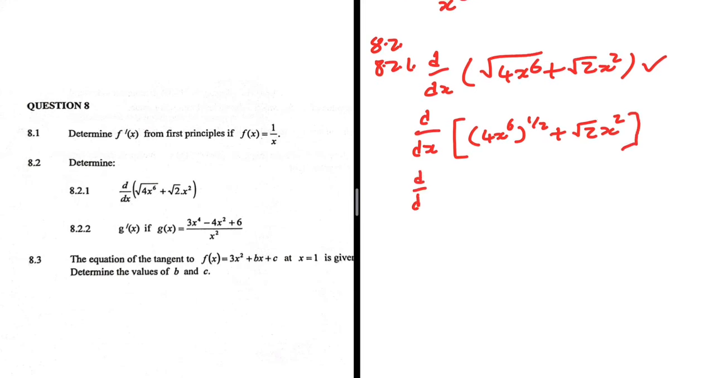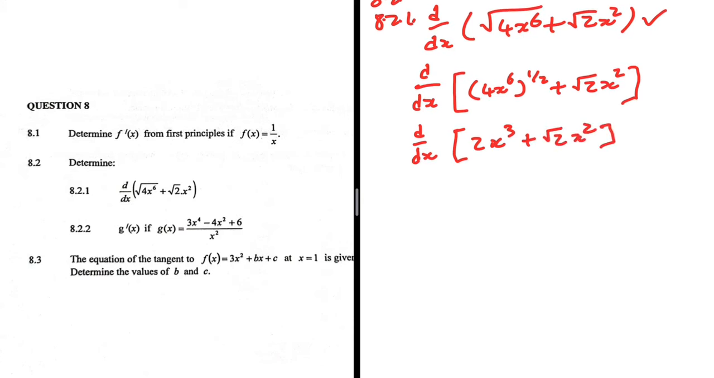So d/dx, I'm not yet ready to derivate yet. I'm still rewriting this. So 4x to the power, not 4x, but 4 to the power half is 2. And then x to the power 6 to the power half is 3. So we have 2x to the power 3 here, plus the square root of 2x squared. I think I am now ready to derivate.